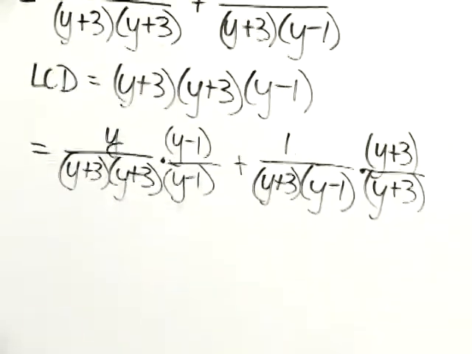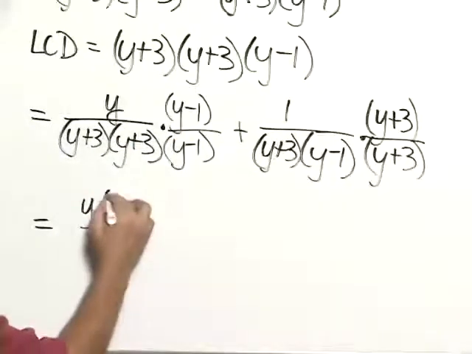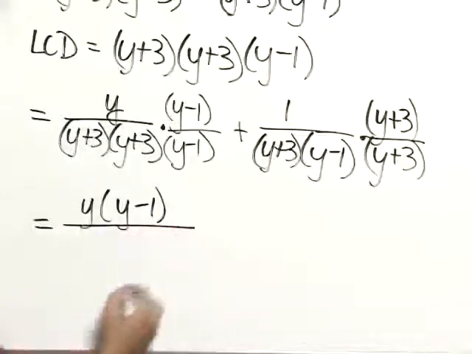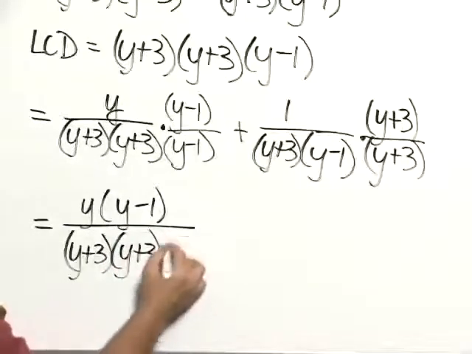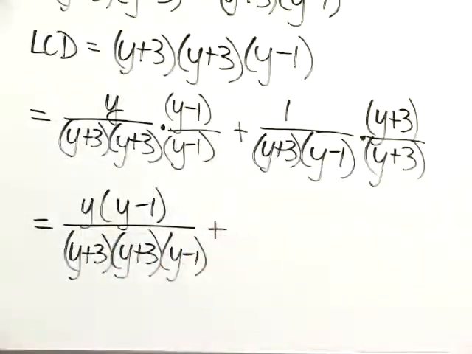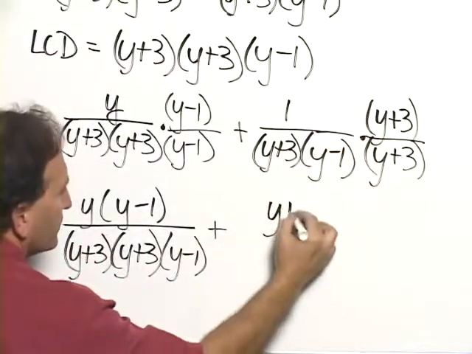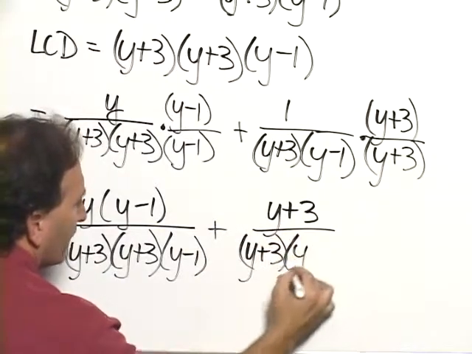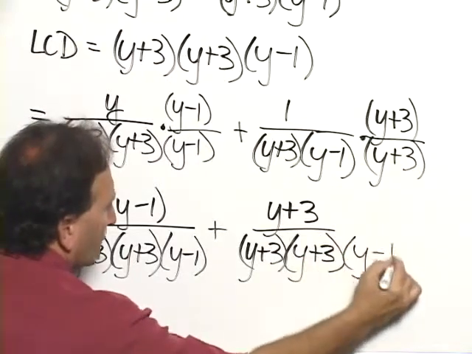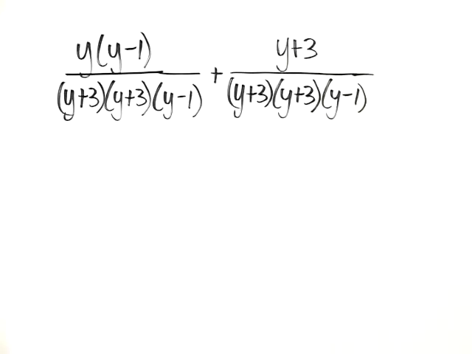So now, actually carrying out the multiplication of the numerators, we would have y times y minus 1 all over y plus 3 times y plus 3 times y minus 1, plus 1 times the y plus 3 is just y plus 3. And that's over y plus 3 times y plus 3 times y minus 1. Now that we have them over the same denominator, let's continue to simplify.